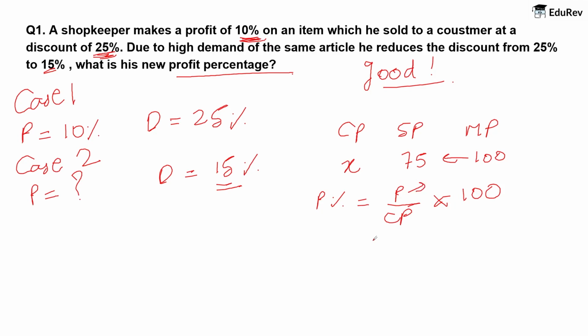So what to do with this term? This is also unknown. This is also unknown. But this is not unknown. You know, profit is nothing but selling price minus the cost price. So I will substitute the formula for profit over here.